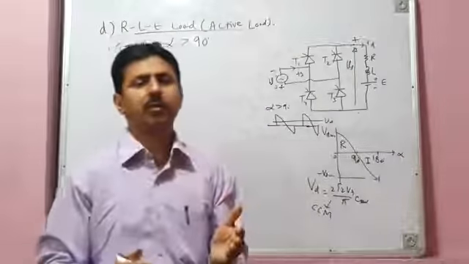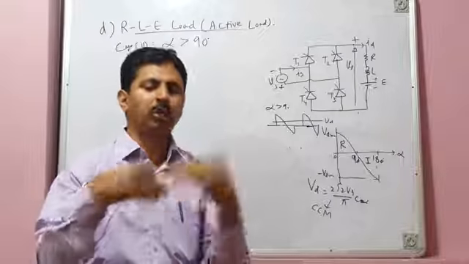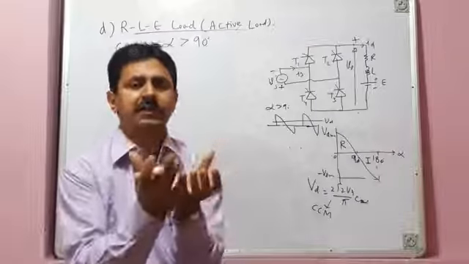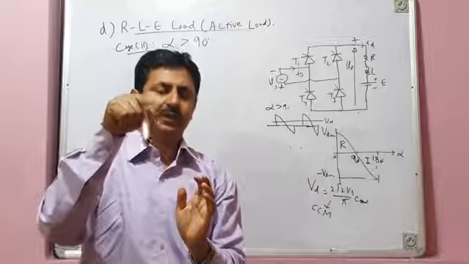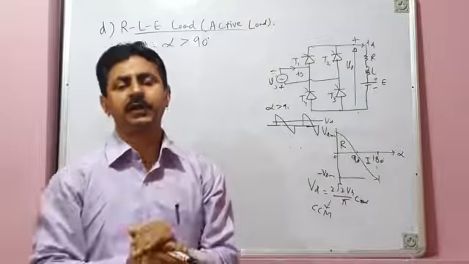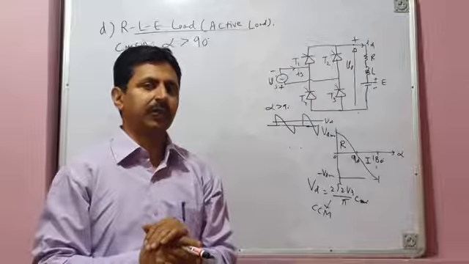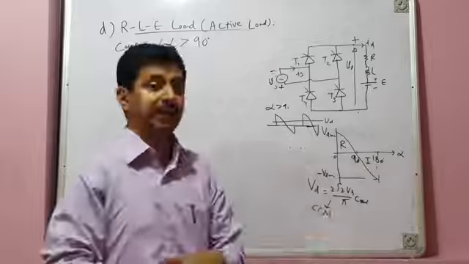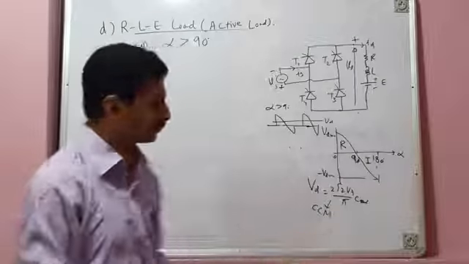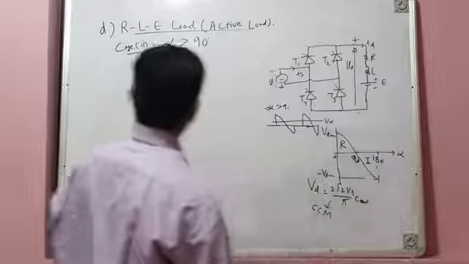An RLE load may be a motor load. And when a motor operates as a generator, it generates energy and it can supply energy back to the source. In that case, if you operate your converter at alpha greater than 90 degrees, the converter will operate in the inversion mode of operation, and your average output voltage will be negative. Let us see how that happens.